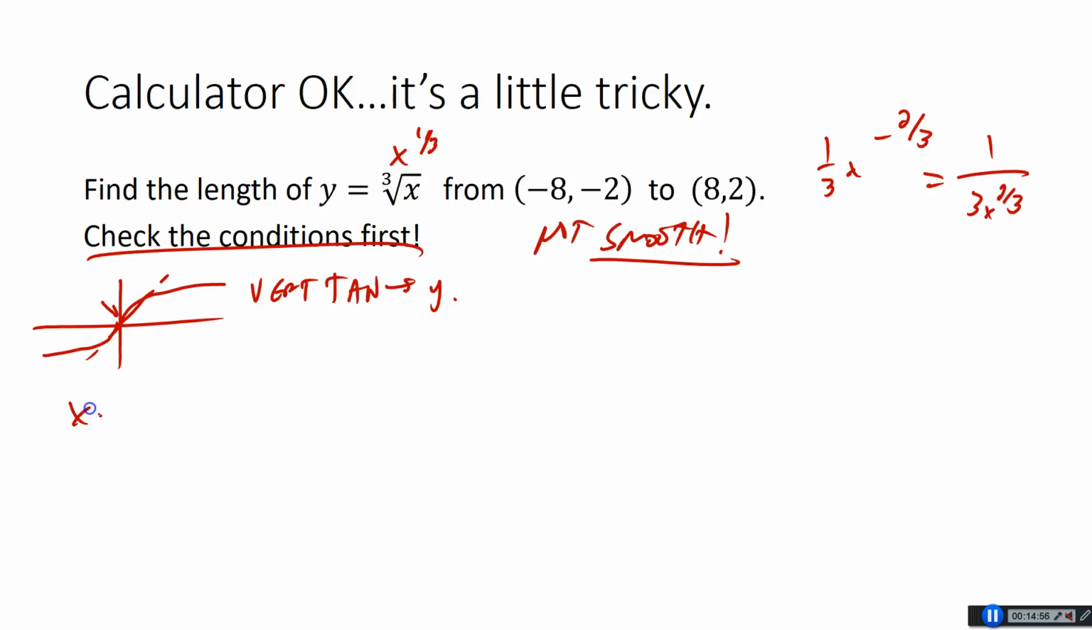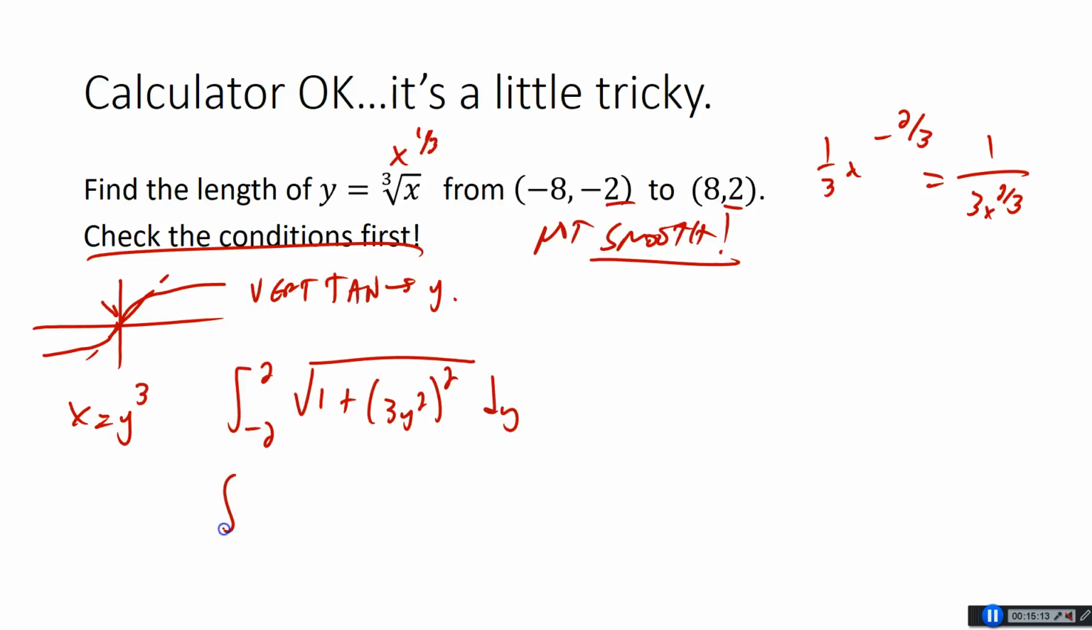So right here, we have x equals y cubed. Now we just go from -2 to 2. So we're using y values. So we integrate -2 to 2, square root of 1 plus, derivative of this guy is 3y squared dy. So that is integral -2 to 2, square root of 1 plus, what is that, 9y to the 4th dy.